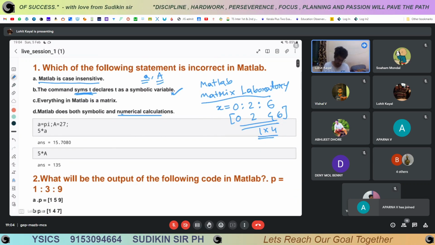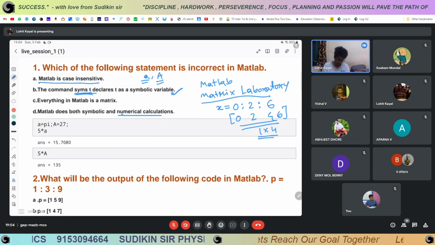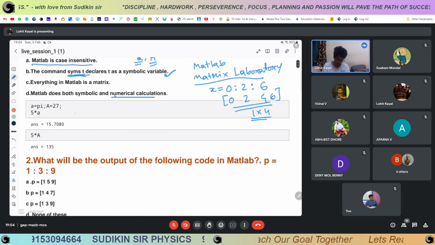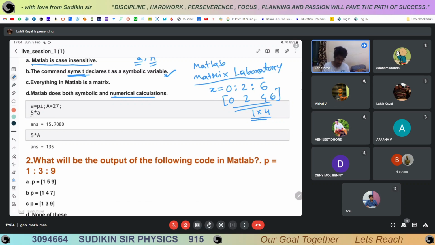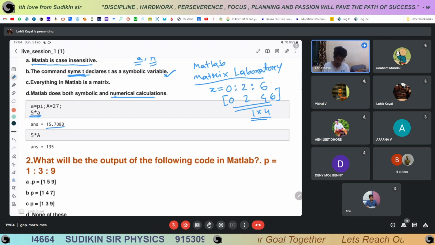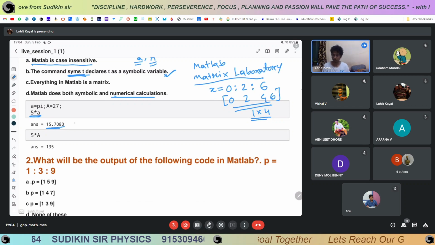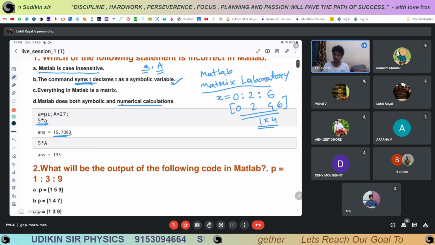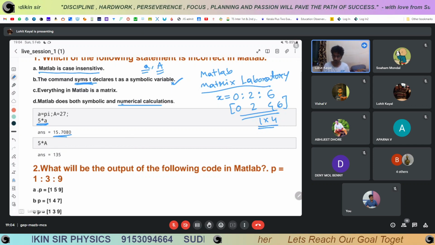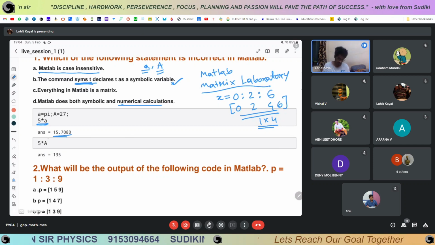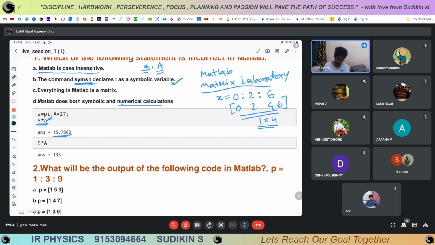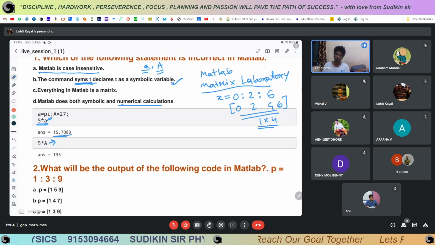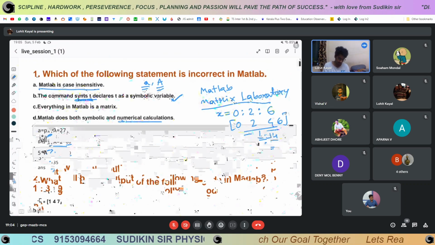Here I have given two examples. One is small a equal to pi and another, capital A, equal to 27. When I give the input 5a, it gives 5 times pi, which is 15.7. And when I give 5 times capital A, it gives me 135. So this means MATLAB treats the lowercase and the uppercase as two different variables. So option A is the correct option.